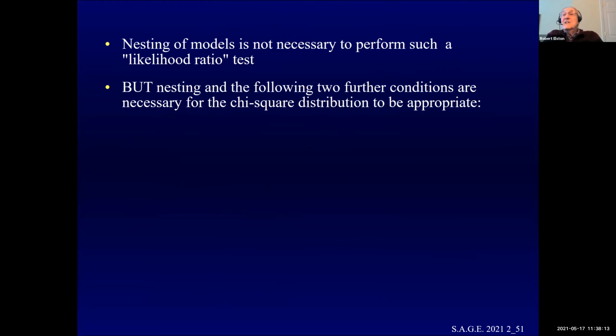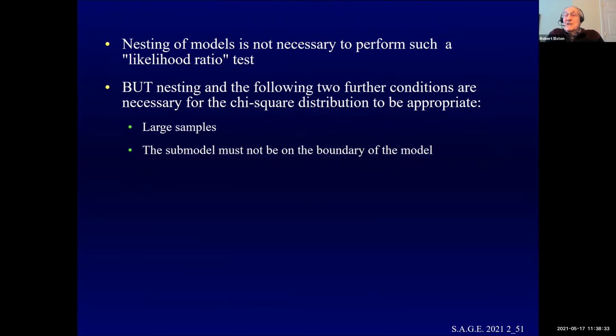However, nesting and the following two further conditions are necessary for the chi-squared distribution to be appropriate. So you can always do a likelihood ratio test, but if you're going to start saying, oh, well, therefore I have a chi-squared distribution, you need something else. Firstly, you need large samples. And the question then is, how large is large? I had one of my professors tell me that maximum likelihood was stupid because you didn't know how large the sample had to be. Well, I can't tell you how large is large, but it's got to be pretty big.